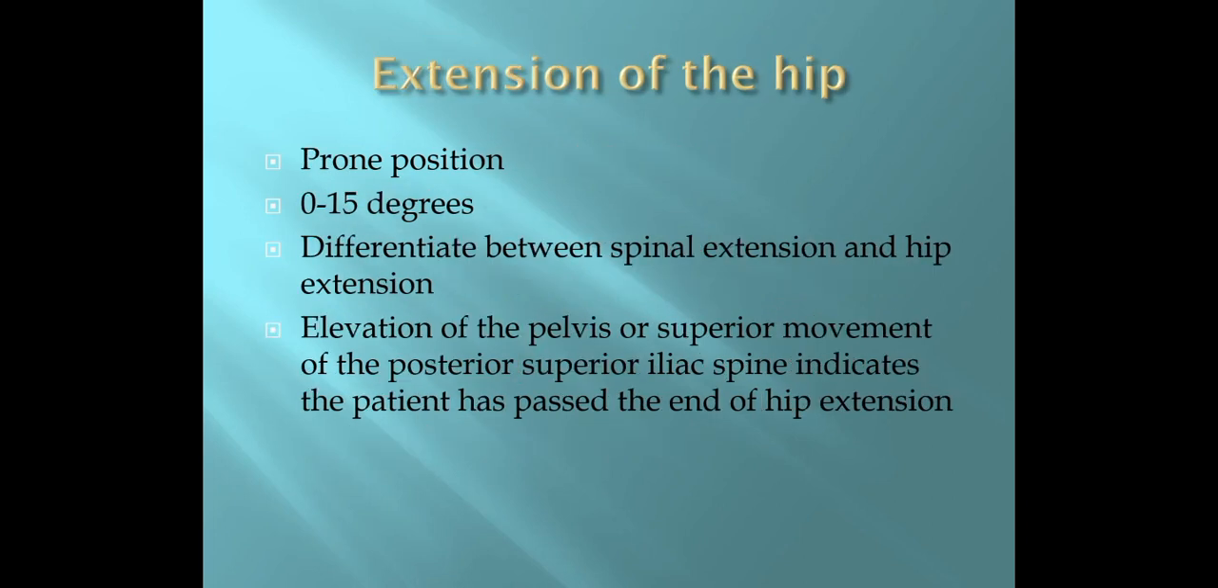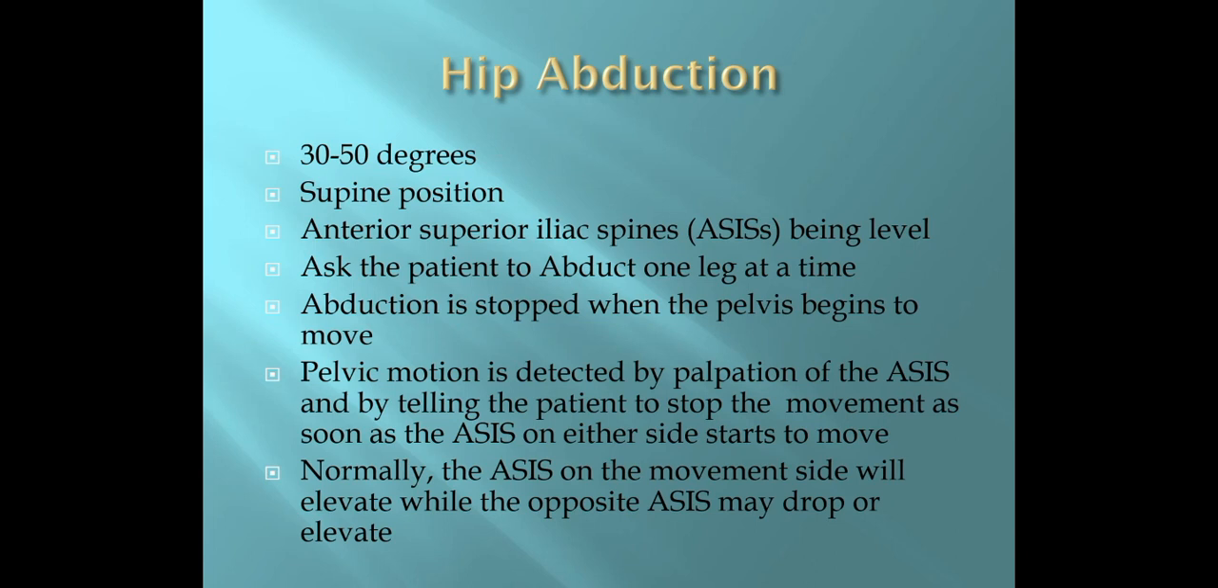Extension of the hip joint is checked in the prone position. The range for extension of the hip is around 0 to 15 degrees. The examiner has to differentiate between spinal extension and hip extension. Elevation of the pelvis or superior movement of the posterior superior iliac spine indicates the patient has passed the end of the hip extension. Next is hip abduction.